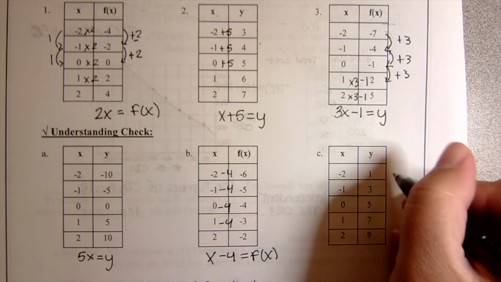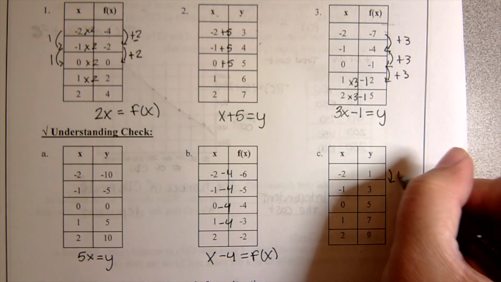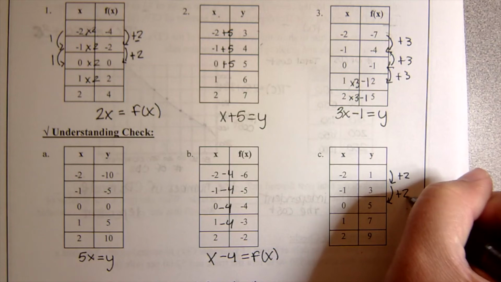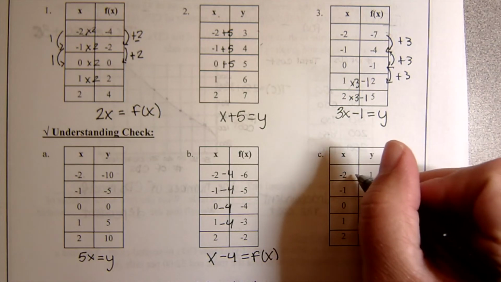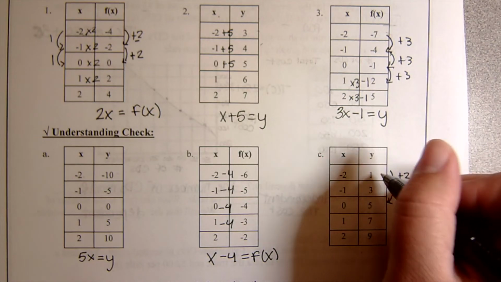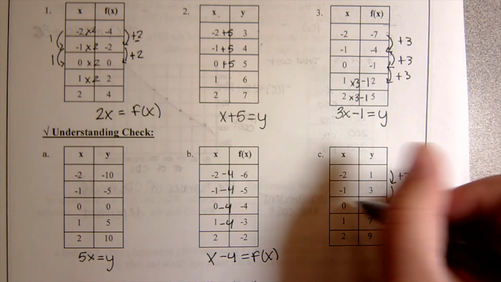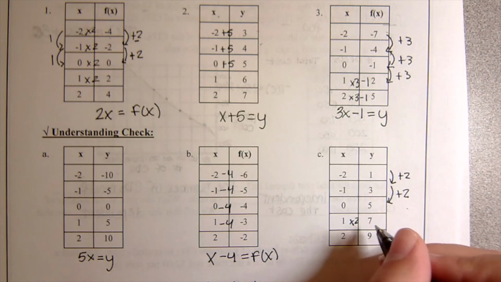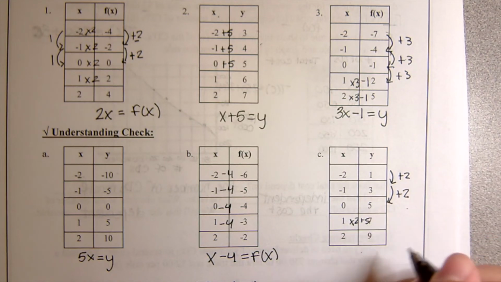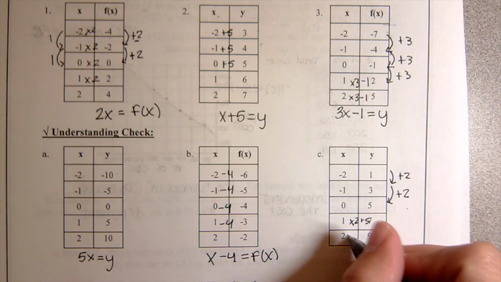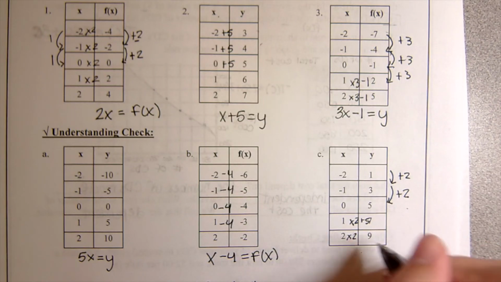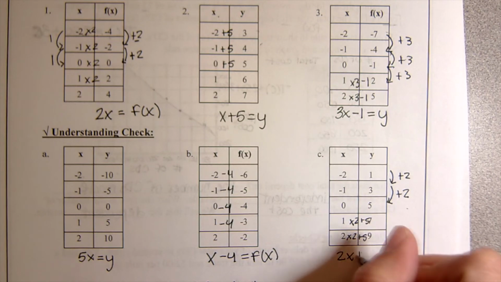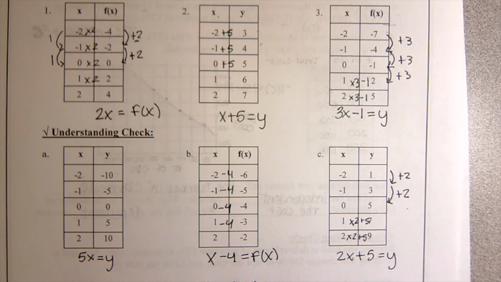And for the last one, I can see that there's a pattern here. The rate of change would be 2, but 2 times -2 would be -4. So that's not going to give me 1. So let's try with some of these easy numbers. If I did 1 times 2, I get 2, plus 5 gives me 7. 2 times 2 gives me 4, plus 5 gives me 9. So it is 2x plus 5 equals y.